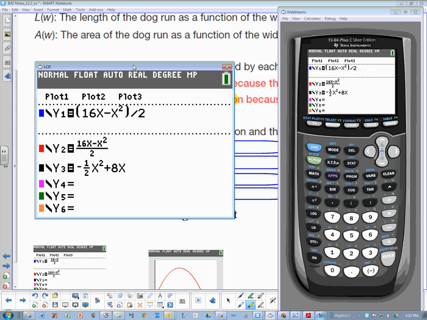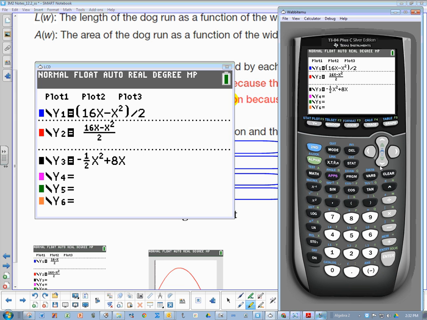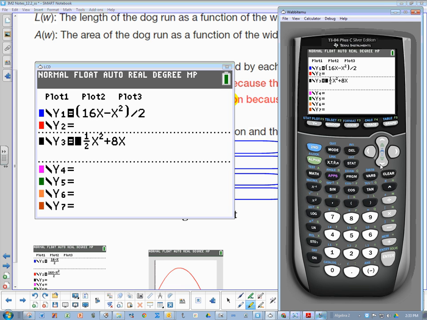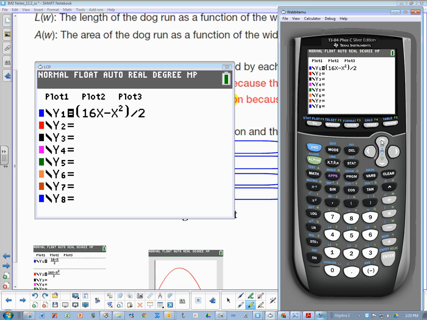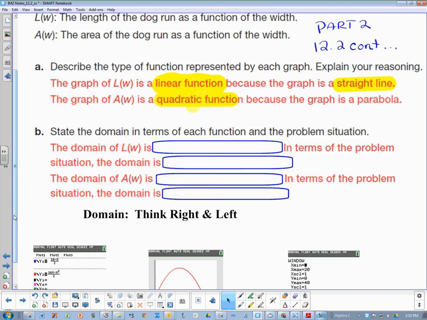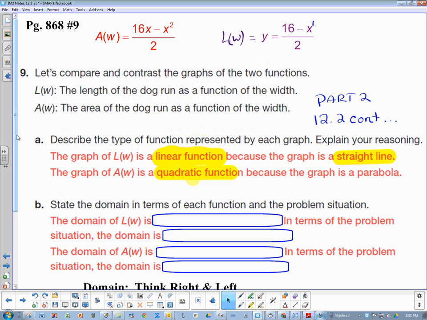I'm going to delete 2 of these. All right, I'm going to delete both of these. And I'm going to actually write the other function, L of W. So the L of W was, open parentheses, 16 minus X, and that was all divided by 2. All right, and let's double check that for a moment. We'll head up here. Notice, there it is, 16 minus X over 2.